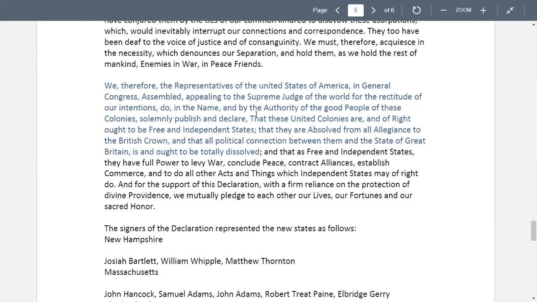So they end the conclusion with, and that as free and independent states, they, meaning the colonies, have full power to levy war, conclude peace, and all this other stuff, which means we're willing to back this up, you know, put our money, our fist, our guns where our mouths are, which is almost like saying, we know you're not going to go for this, but buckle up because we're going to start shooting soon.